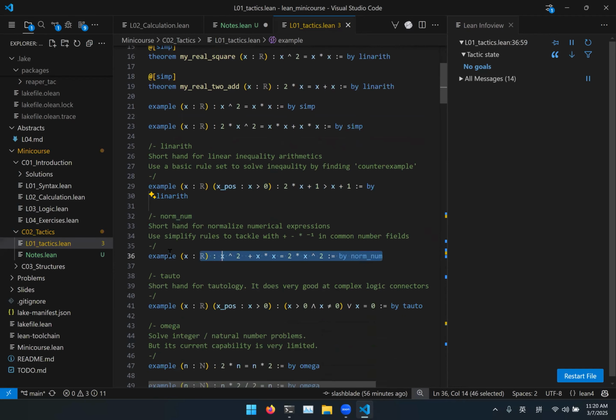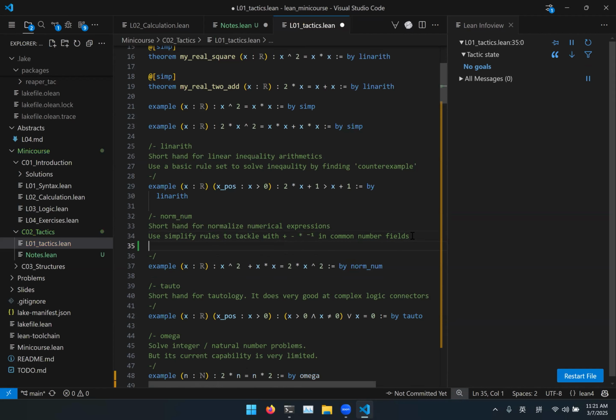And the third one is norm_num. Norm_num sometimes works similarly to linarith, but it differs in the back end. It is more straightforward. It just uses a numerous amount of theorems and lemmas to try to simplify these several operators into their normal form. Right now it includes addition, subtraction, multiplication, and inverse in common number fields.